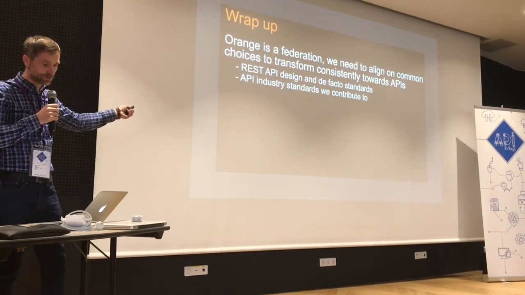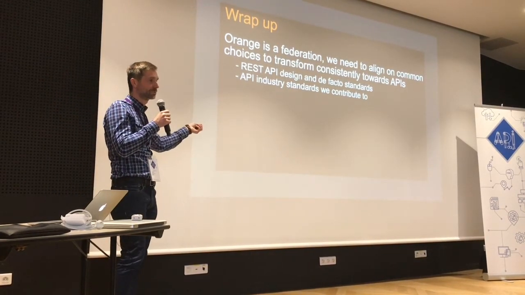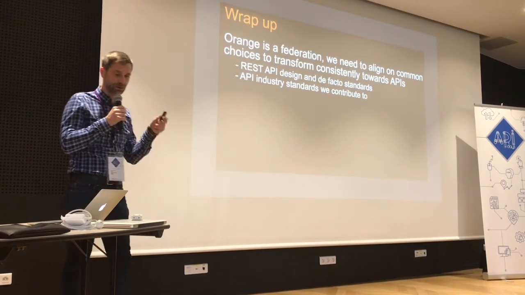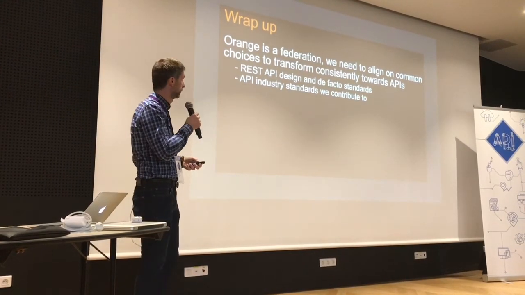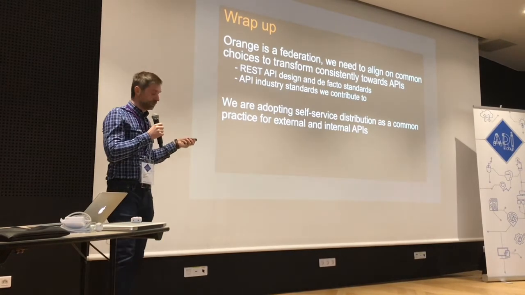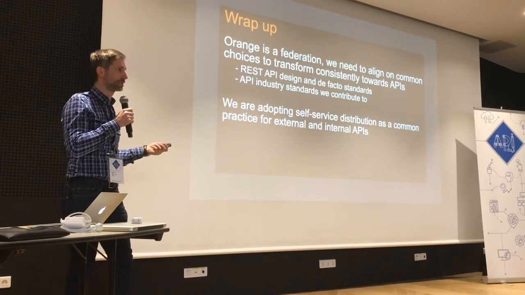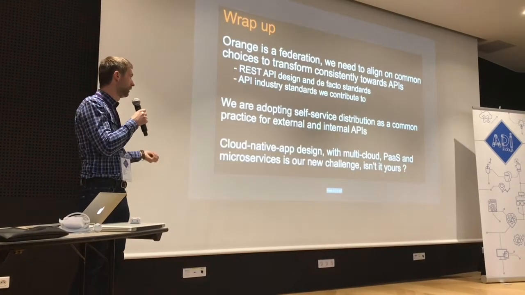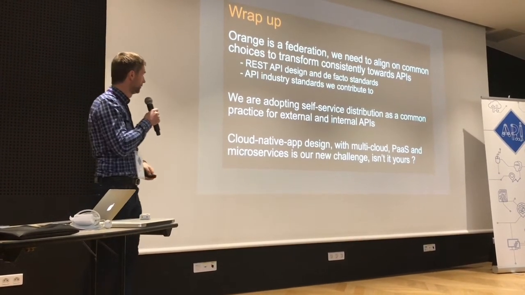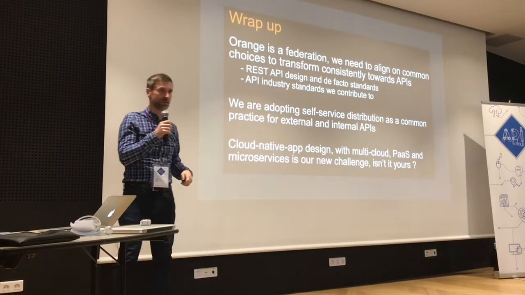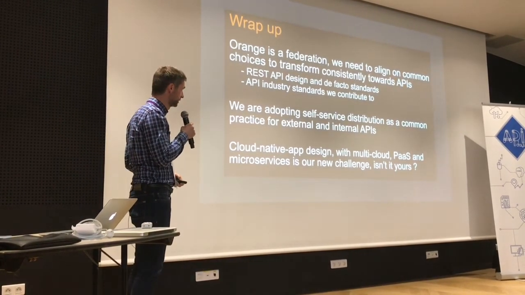So to sum up, we have to deal with the organization. We are a federation, so we need to align on some common principles. Of course, technology, but also industry standards, and having API templates and API standards in our industry is a really helpful tool for us. And we are strongly adopting self-service distribution, both for external but also internal APIs across all the countries, and it's a big step for us. And our new big challenge is to understand how microservices, cloud-native app design, multi-cloud, hybrid, public, private will solve this and still be able to manage all the APIs and support the teams.